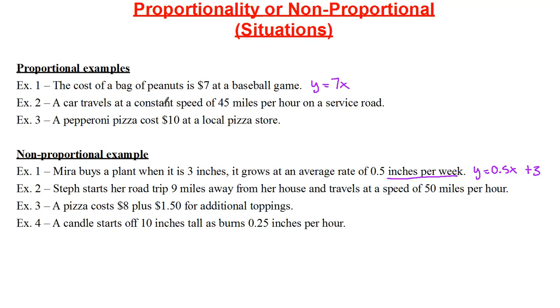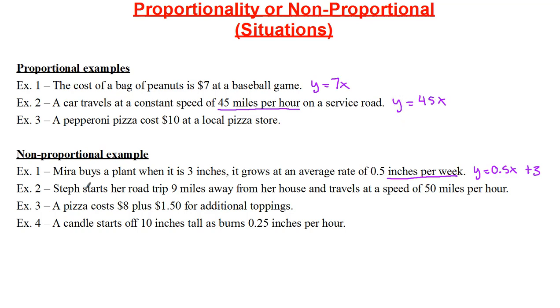2. A car travels at a constant speed of 45 miles per hour. Okay, so here is our variable, that per, meaning it's going to change. So I can simply write this as y equals 45x. Alright, so depending on the amount of hours I go, that depends on the amount of total miles that I have.